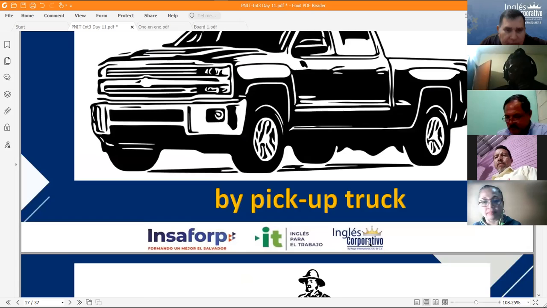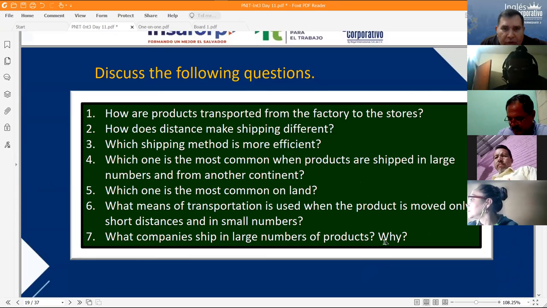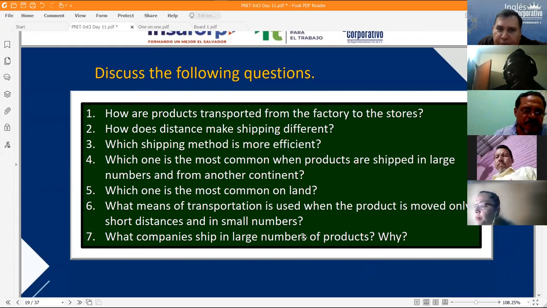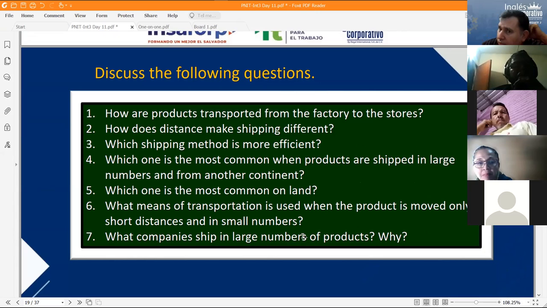Don Ignacio, how are products transported from the factory to the stores? Maybe the small product or food, for example. What type of transportation? By truck. By truck, right? Yes, that's right.